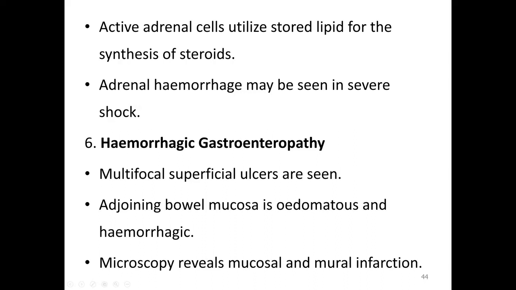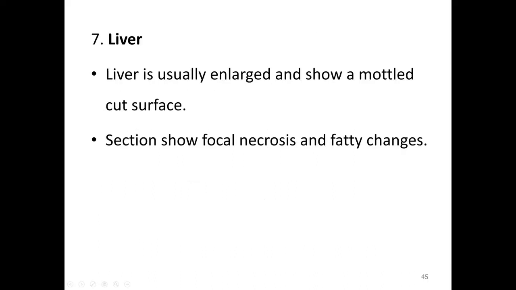Hemorrhagic gastropathy. There are multifocal superficial ulcers. Adjoining bowel mucosa is edematous and hemorrhagic. Microscopy reveals mucosal and mural infarction. Then changes in liver. Liver is usually enlarged and shows a mottled cut surface. Section shows focal necrosis and fatty changes.